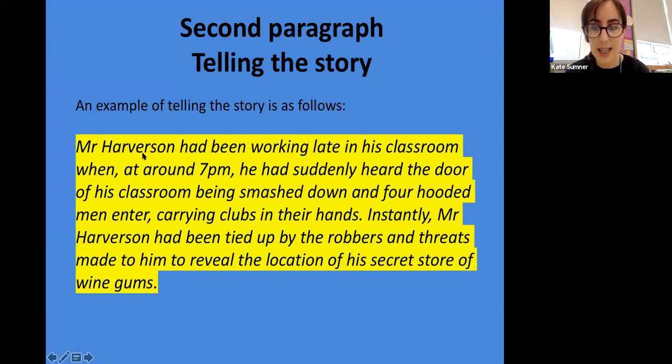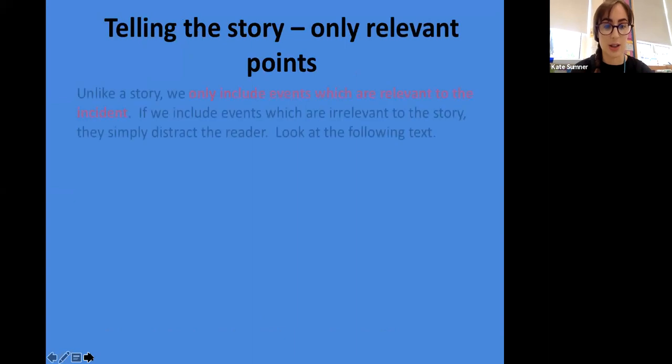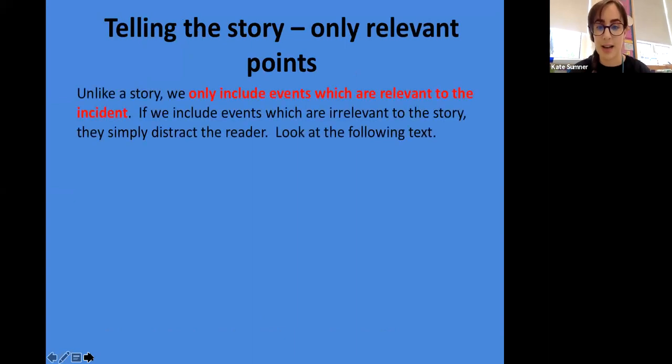So it started at the beginning. So what happened before the event? Well, Mr. Harverson was working late in his classroom. Then what happened? And if you have a look, there's some good openers. Instantly. Okay, it doesn't describe the robbers. It doesn't say a naughty, tall group of robbers. It just says exactly what happened. It says the facts. It only includes events which are relevant to the story, because otherwise you get distracted by all the descriptive language.